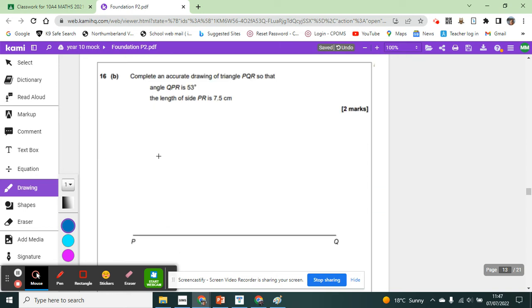Complete an accurate drawing so that the angle PQR, QP, and then we're wanting R somewhere up here. Then here you're going to have to measure 53 degrees. So you need to get your protractor, and then you've got to measure this line as being 7.5. So it's this angle in here that should be 53.